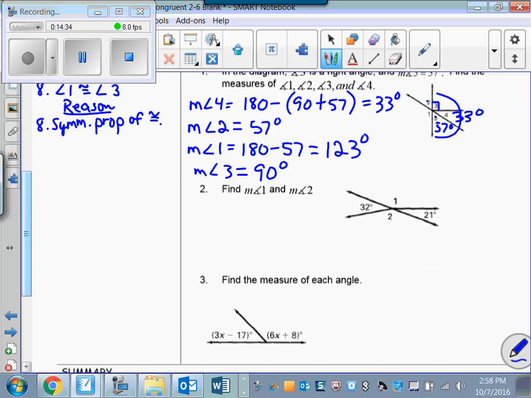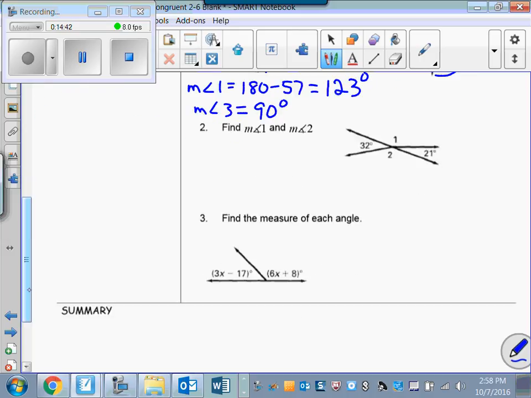Find the measure of angle 1 and the measure of angle 2. Well, what I have here are just some linear pairs. I have the same thing in this problem. So I would consider these to be fairly straightforward. So I'm going to ask you to pause and do these. I'll write the solutions up, and then you can come back and check your answers.